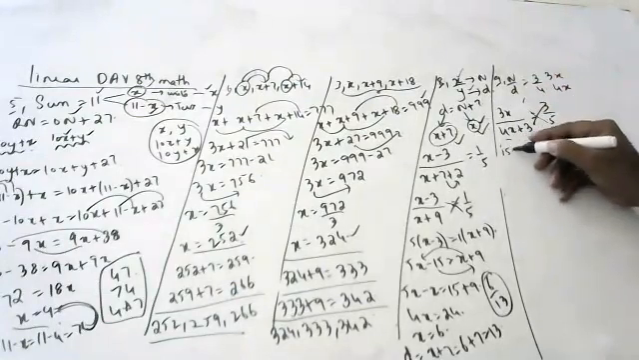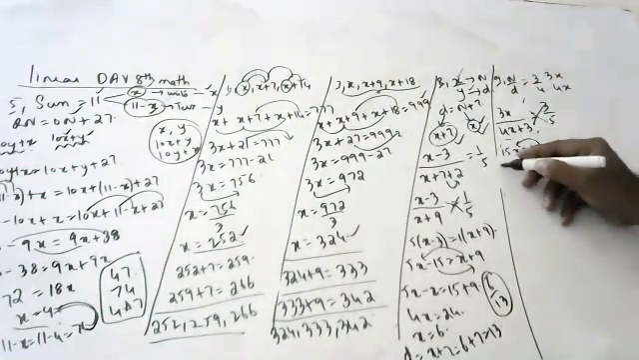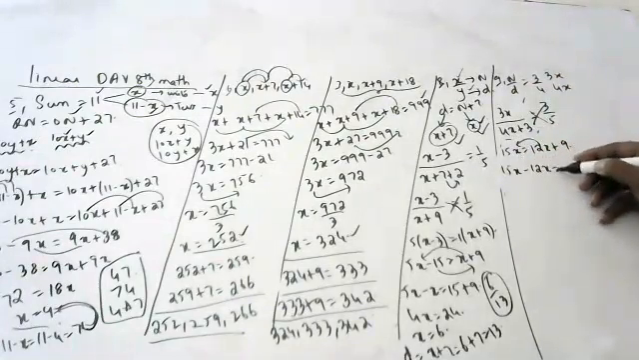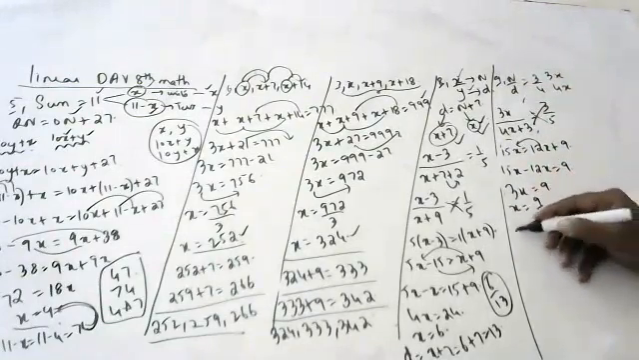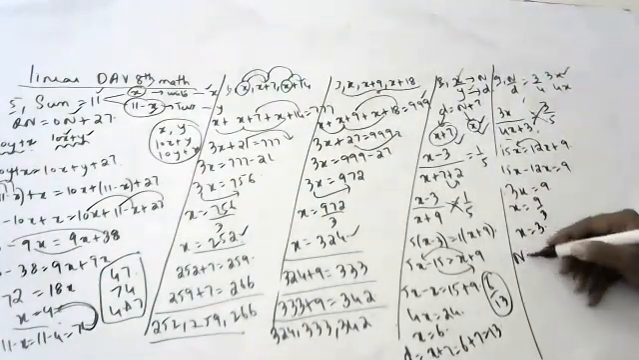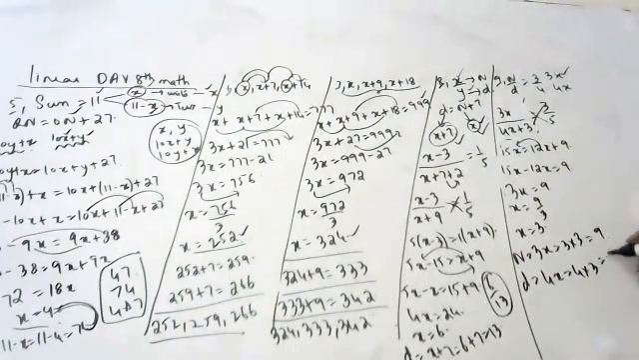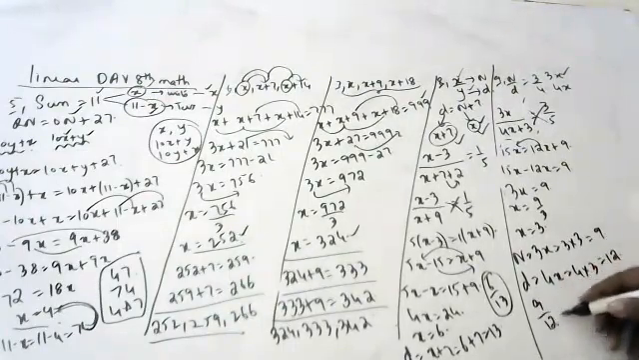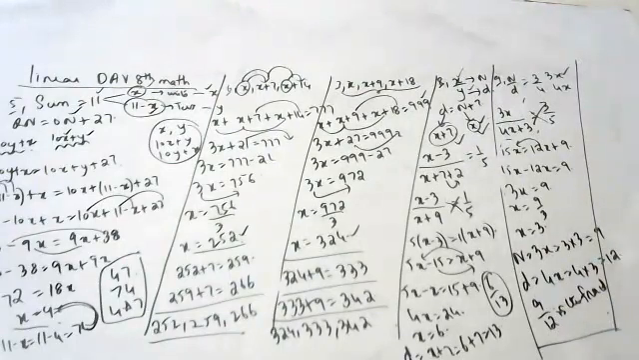5 3s are 15x is equal to 12x plus 9. 15x minus 12x is equal to 9. 3x is equal to 9. x is equal to 3. x is equal to 3 means what is numerator? 3x and denominator 4x, equal to 3 into 3, 4 into 3. 9, 12. 9 by 12 is the original fraction.